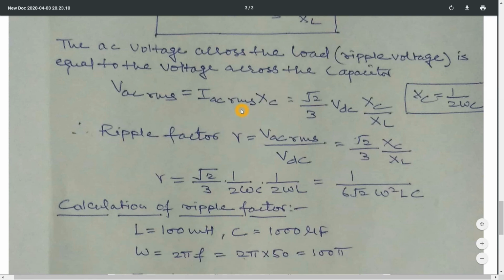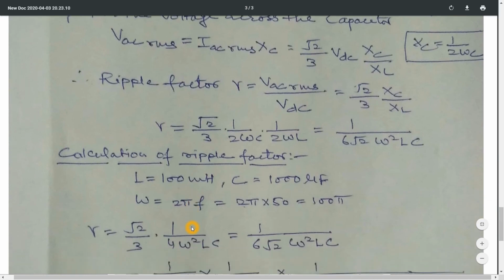Now multiply it by XC, reactance of the capacitor, we will get VAC RMS, which is equal to root 2 by 3 VDC XC upon XL. Here XC is equal to 1 upon 2 omega C. Ripple factor then equal to VAC RMS upon VDC, which is equal to root 2 by 3 XC upon XL. Therefore, ripple factor finally becomes root 2 by 3 1 upon 2 omega C multiplied by 1 upon 2 omega L, which is ultimately equal to 1 upon 6 root 2 omega square LC.